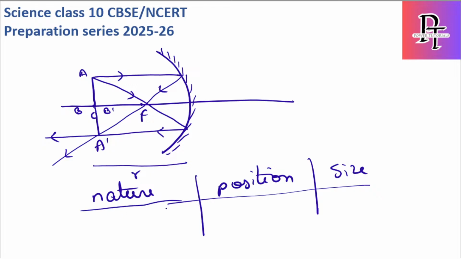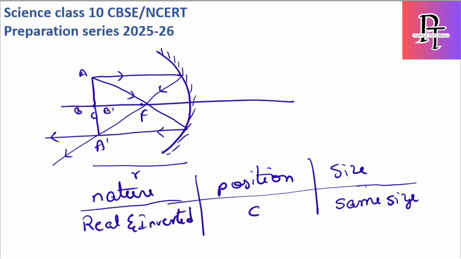So what about the nature? The nature of the image is real and inverted. What about position? Position is exactly at C, the center of curvature. What about size? Same size. Only at this condition the size will be the same. In all other conditions the size will increase or decrease.